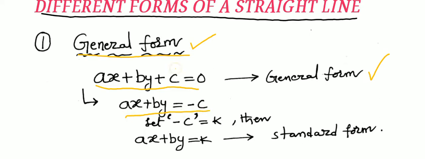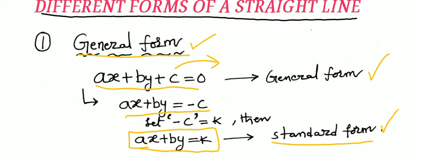Ax + By, if you transpose the constant to that side, it becomes minus C. Consider that minus C as one more constant k. Then Ax + By is equal to one more constant k. It looks like a different form, so this type of form we call the standard form. So we are seeing two different forms here. First one, Ax + By + C = 0 is called the general form. Ax + By = constant is the standard form. Two forms we have discussed here. Hope you understand these two. Let's see the next one.